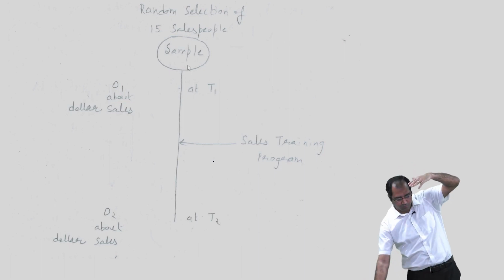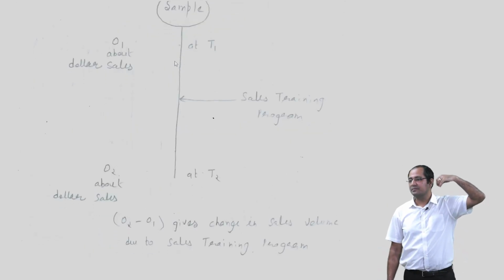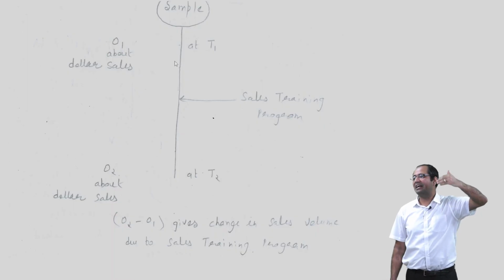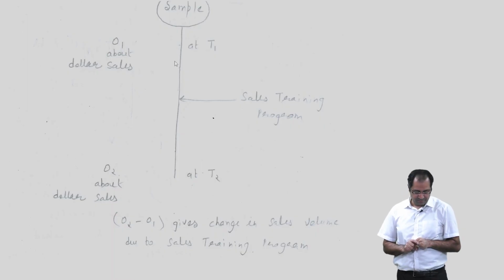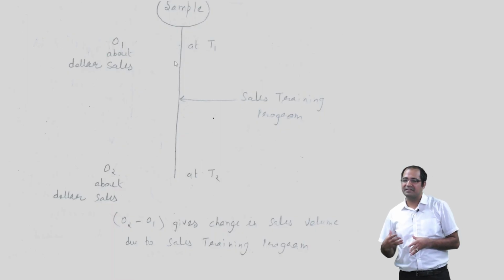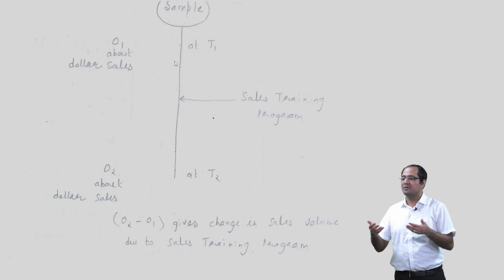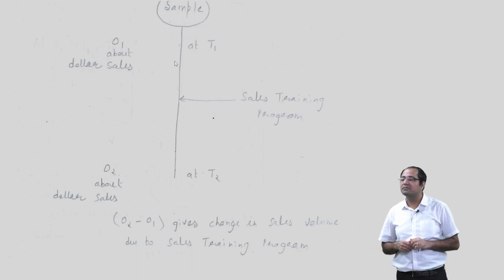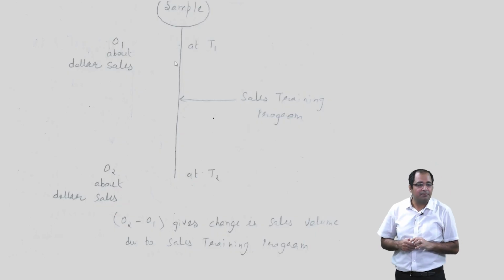And if we do O2 minus O1, we will get the change. Let's say we have taken their rupee sales rather than sales volume. What is written is sales volume. We can look at sales volume by value and by numbers. By value, what we have observed is how much money they brought in, the revenue they brought in. That is O1 and O2 in terms of sales revenue.